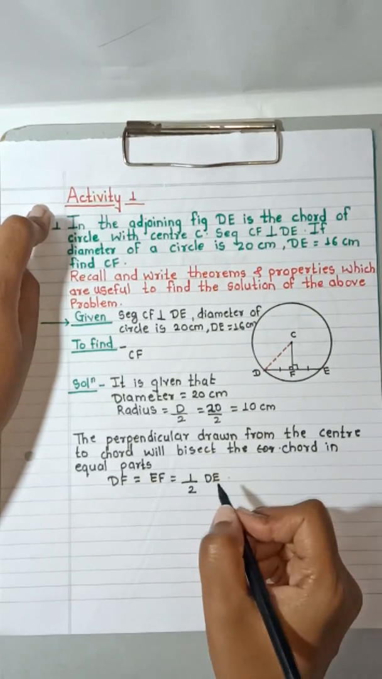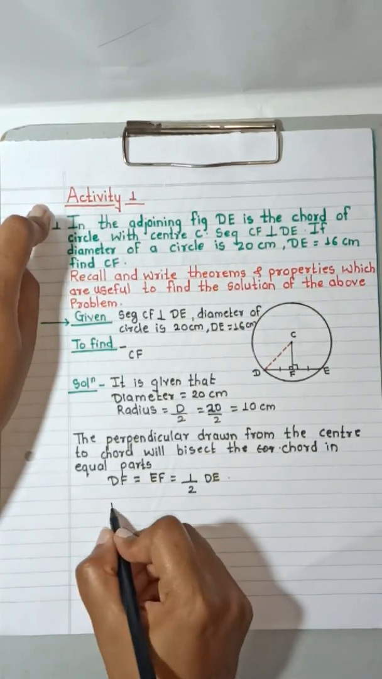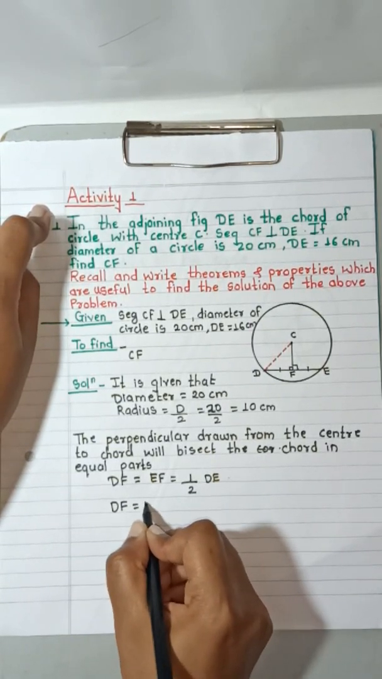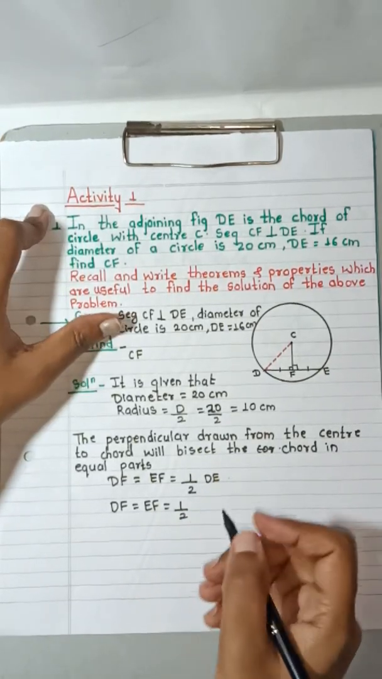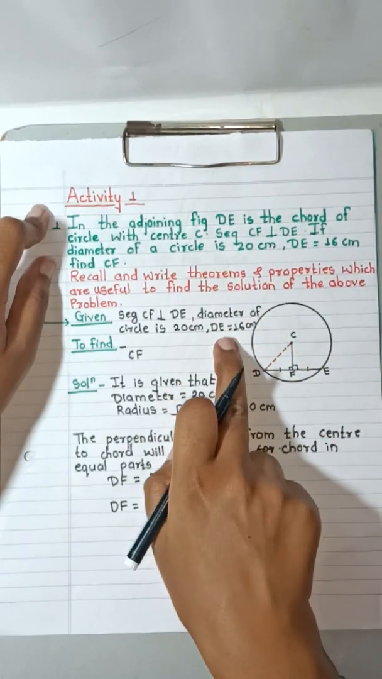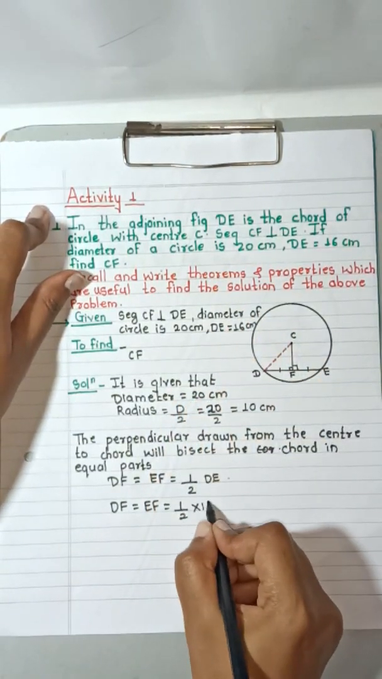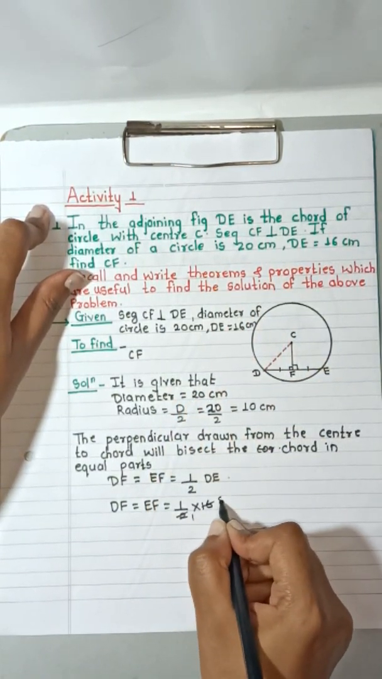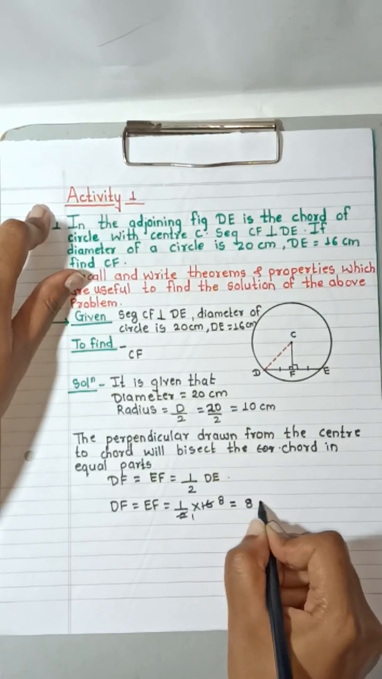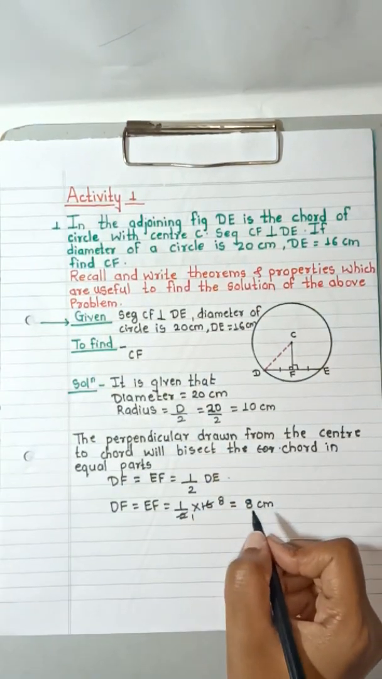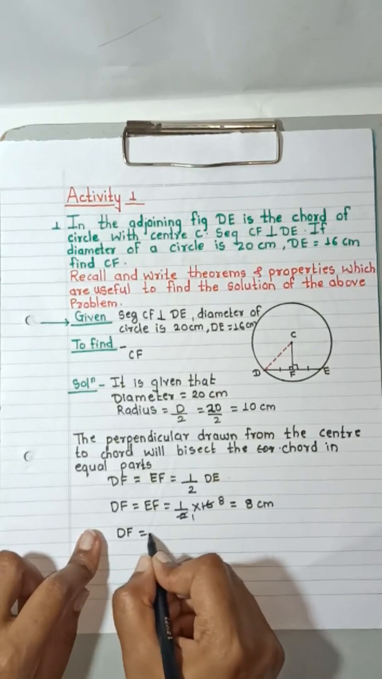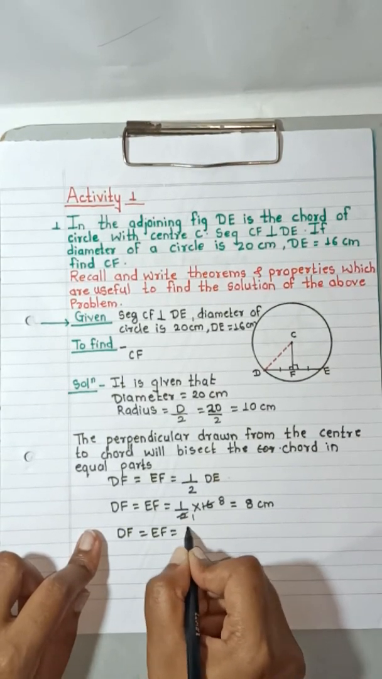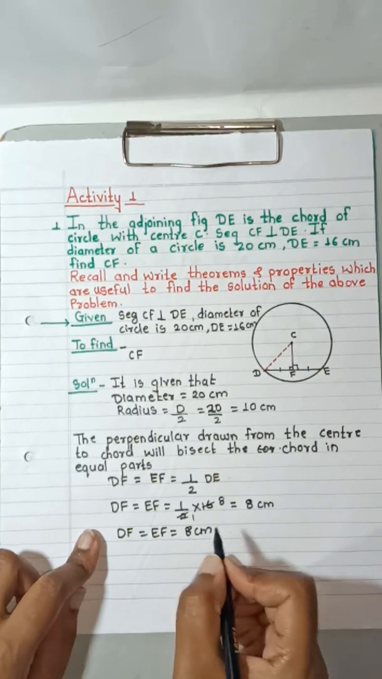Got it everyone? That means you can write down here DF is equal to EF is equal to half of D. So how much is D? See here, they have given D is 16. Therefore half of 16 is 8 centimeters. Okay, that means DF is equal to EF is equal to 8 centimeters. Is it clear to all?